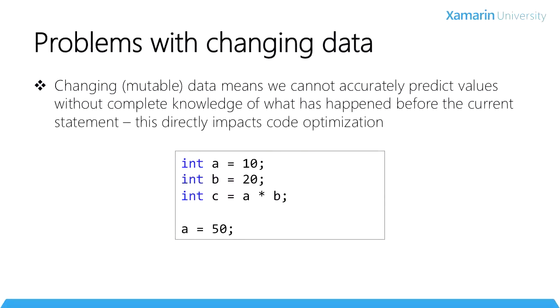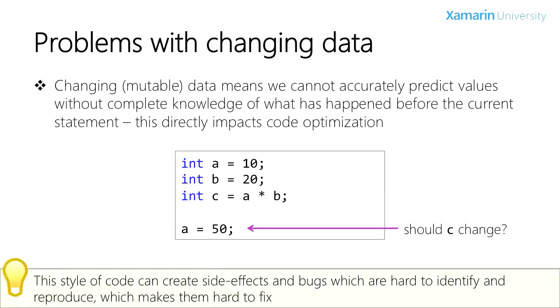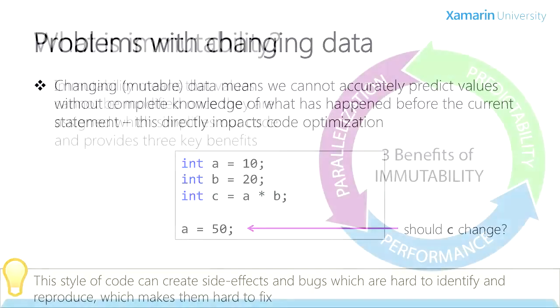Consider not just simple incrementing of values, but also independently modifying data. In the following bit of code, we're multiplying two numbers, or two integers. But later in the code, we update one of the numbers that we use. And the value for C is now different at different points in the code. So while the value for C may have originally been valid, it's no longer valid once A has been updated. And this style of code can create side effects and bugs which are hard to identify and reproduce, which also makes them hard to fix.